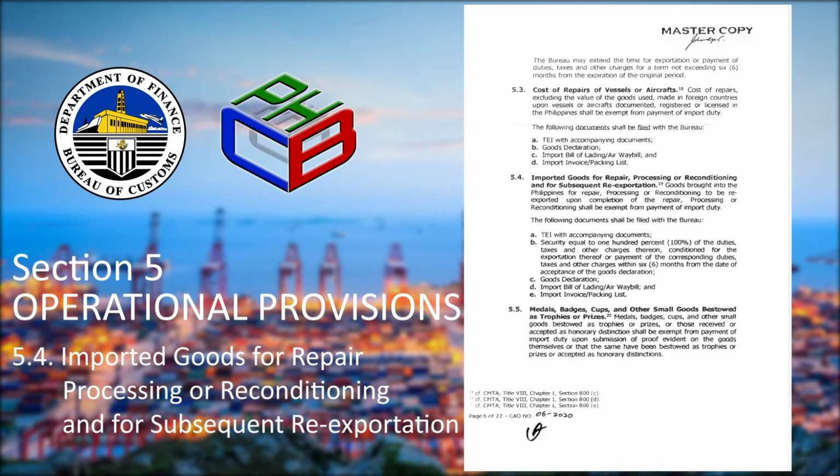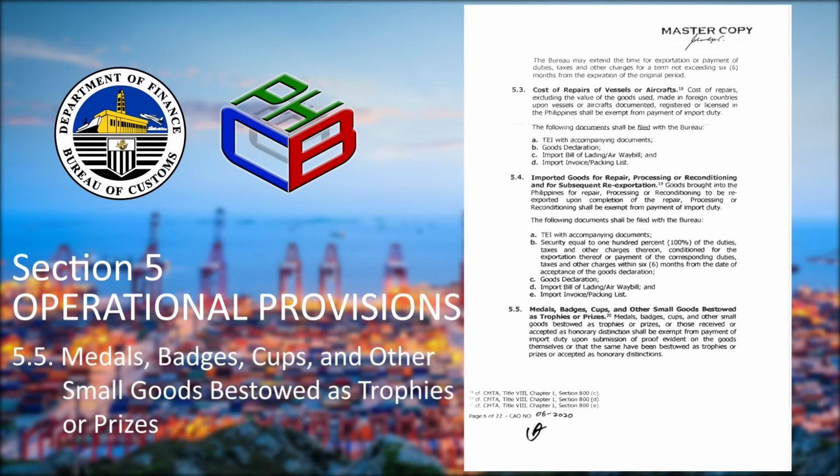The following documents shall be filed with the Bureau. A. TEI with accompanying documents. B. Security equal to 100% of the duties, taxes, and other charges thereon, conditioned for the exportation thereof or payment of the corresponding duties, taxes, and other charges within 6 months from the date of acceptance of the goods declaration. C. Goods declaration. D. Import bill of lading, airway bill, and E. Import invoice, packing list. 5.5 Medals, badges, cups, and other small goods bestowed as trophies or prizes.